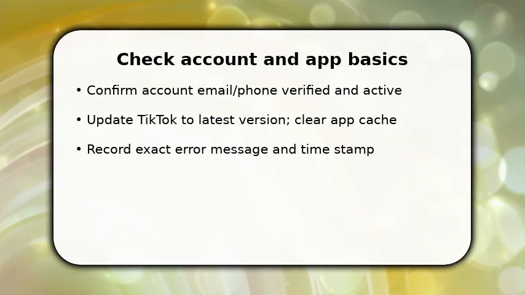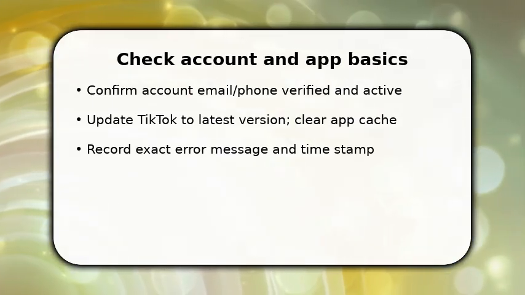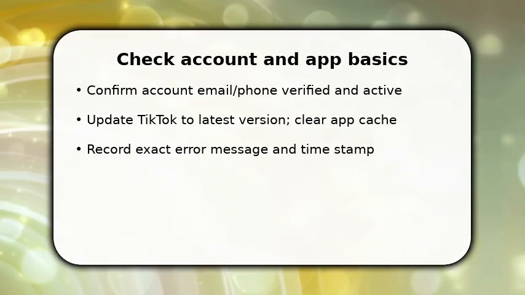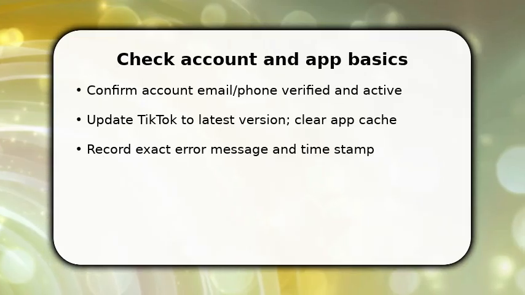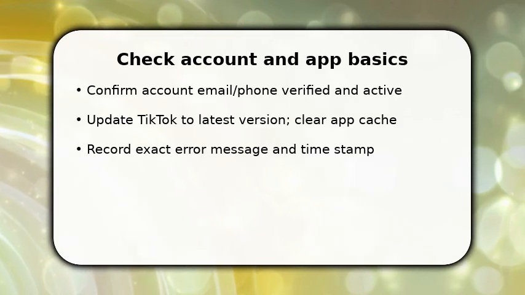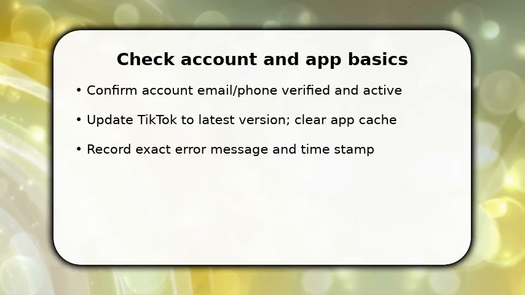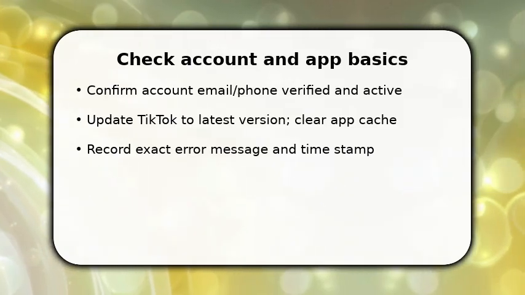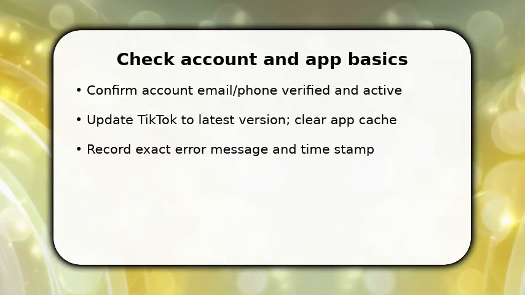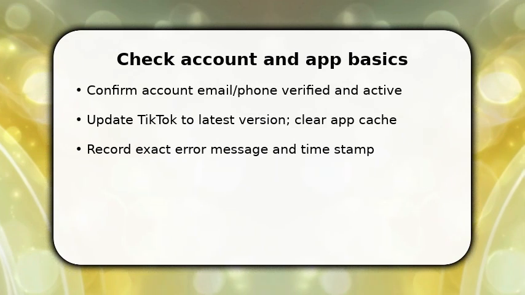You start by verifying your account credentials and app state because authorization errors often stem from simple mismatches. Check that the email or phone tied to the account is verified, then update TikTok and clear the app cache to remove stale tokens. Once done, reproduce the error and copy the exact error text and time. This trace helps in appeals and support chats. Make sure to note whether you're on Wi-Fi or mobile data, since network differences change how tokens refresh.